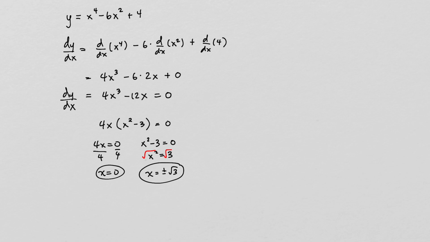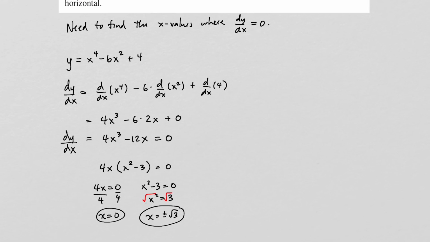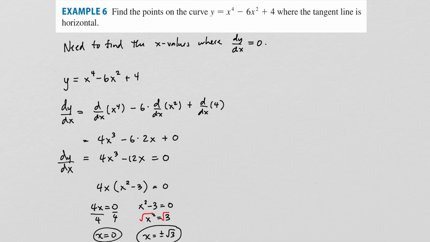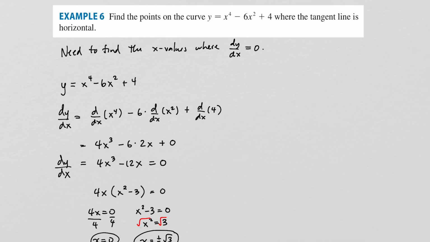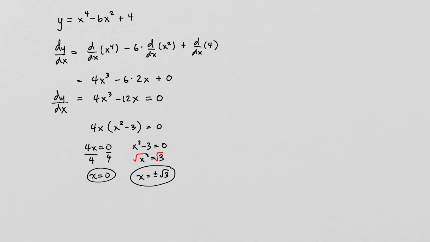Now, these are the x coordinates where you have a horizontal tangent. But in the example, they say find the points on the curve where the tangent line is horizontal. So we have the x values. We need to find the corresponding y values. So for this, we're going to take each of our solutions over here, starting with x equals 0, and we're going to find the y coordinate when x equals 0 by plugging it into the original function.